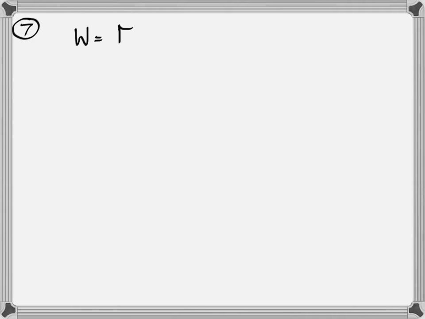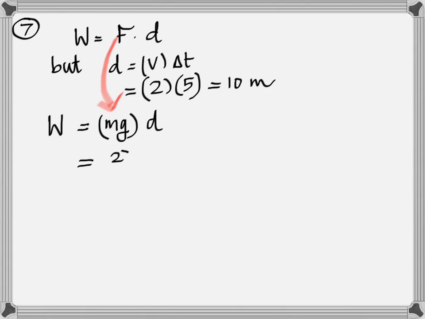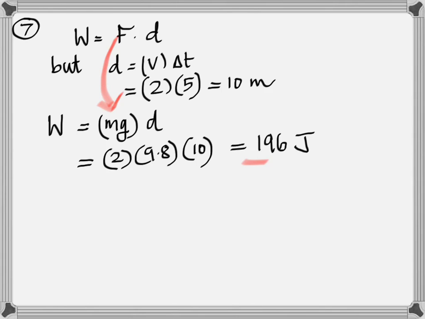In number 7, work is force times distance or displacement, but displacement is velocity multiplied by time. So it's 10 meter, and work is force, which in this case is mg times d, because you're lifting it, which gives 196 joules.